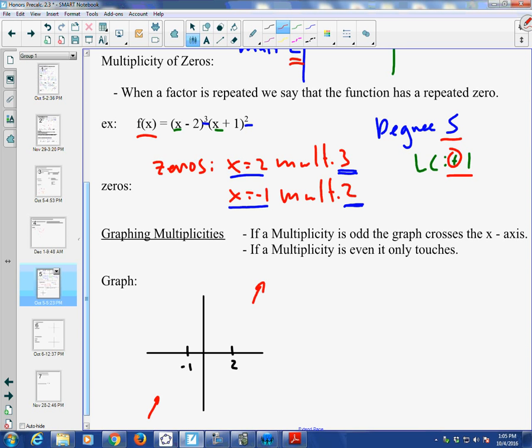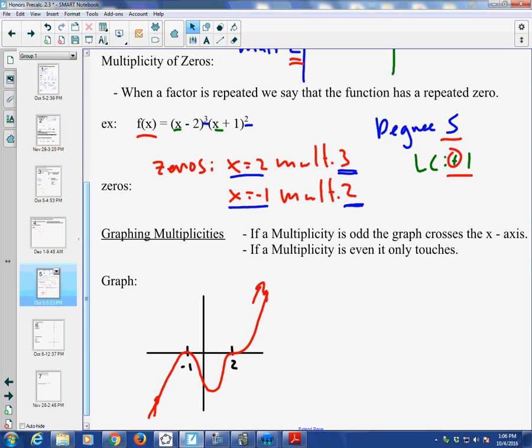Right here I know that I'm going to be coming from -infinity, and I'm just going to touch the x-axis at -1, like a parabola. And then I'm going to come back, and I'm going to cross the x-axis at the zero of 2, like a cubic. And this would be a rough graph of this function.